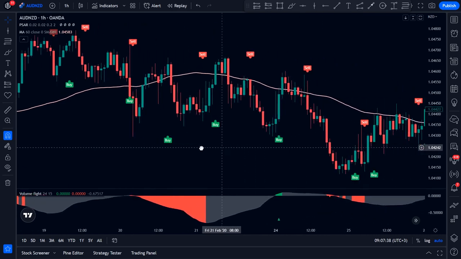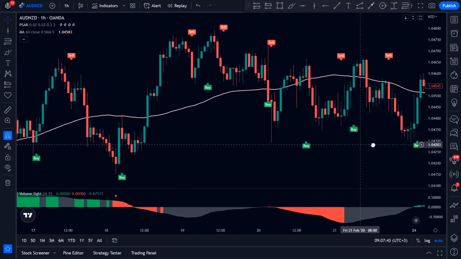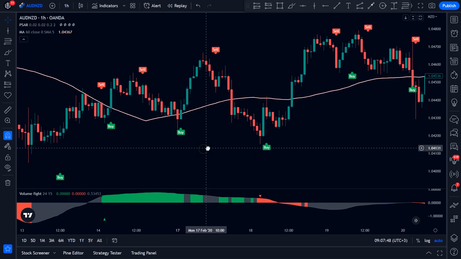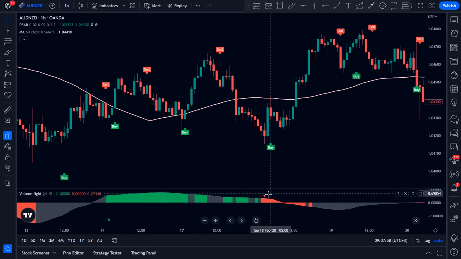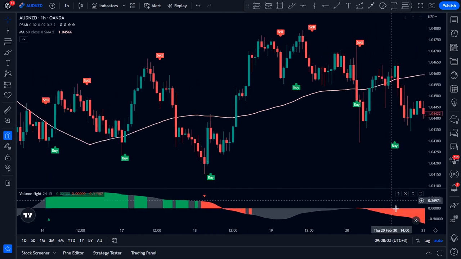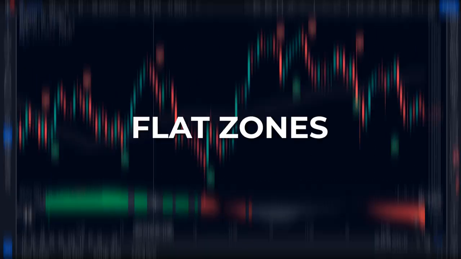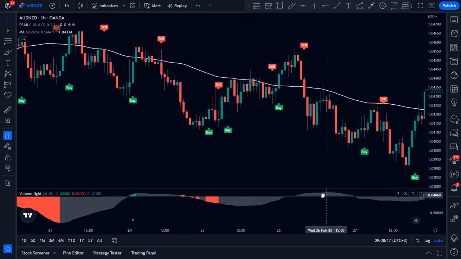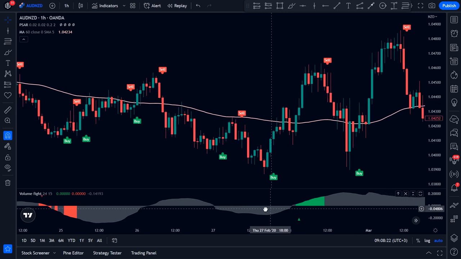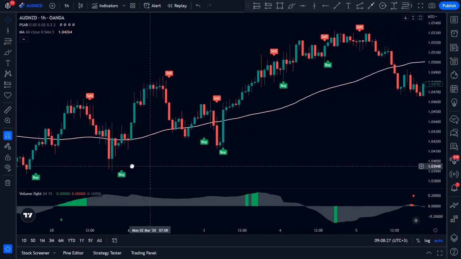It does this by dividing the trading volume into two parts, bullish volume and bearish volume. The green zones represent bullish volume. These red zones represent bearish volume. These gray areas are called flat zones, and they're basically zones where you shouldn't be trading. The indicator calculates this by finding the percentage difference between bullish volume and bearish volume.